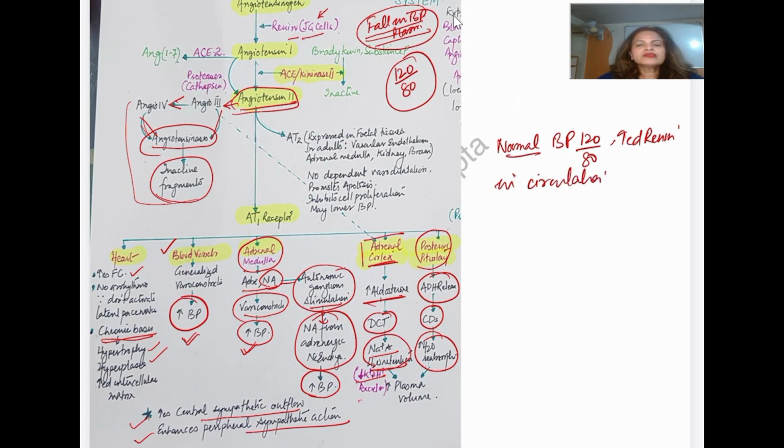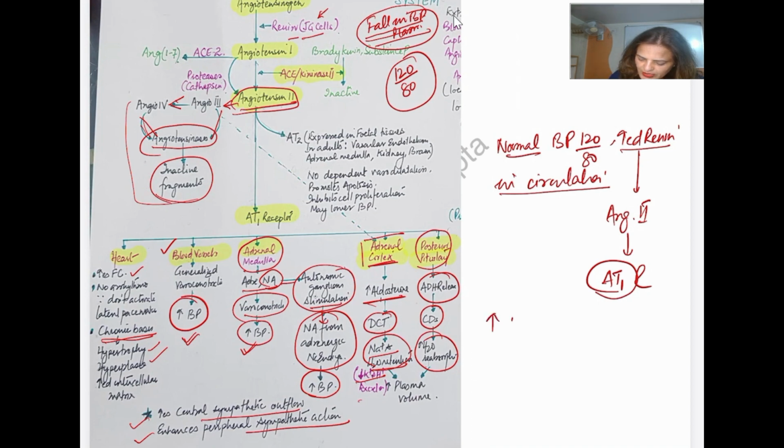ठीक है, पर्सन का ब्लड प्रेशर क्या है? ब्लड प्रेशर पर्सन का नॉर्मल है, but renin that is there in the circulation. If renin is there, then what will happen? This renin is going to produce angiotensin 2, which is going to act on AT1 receptors, which are present at all the various sites. Now what will happen? There will be increased blood pressure.